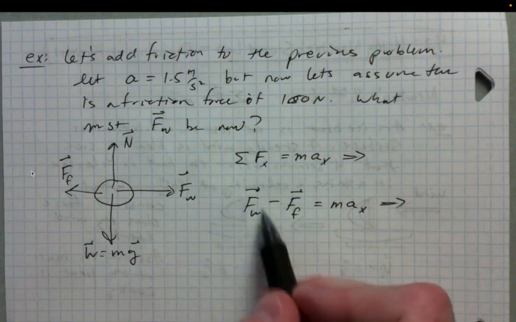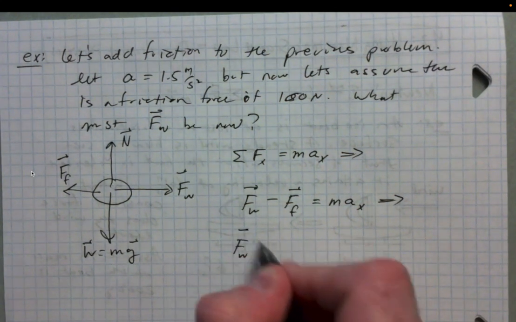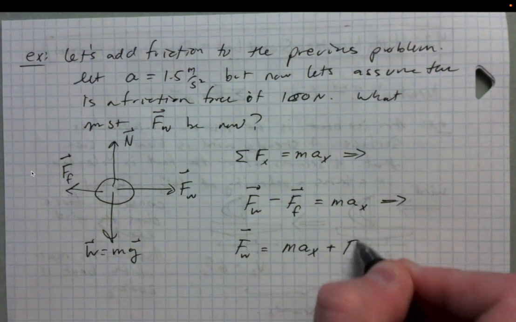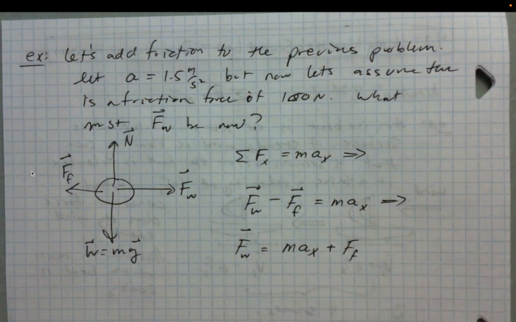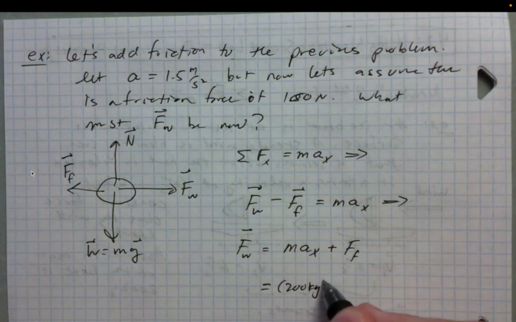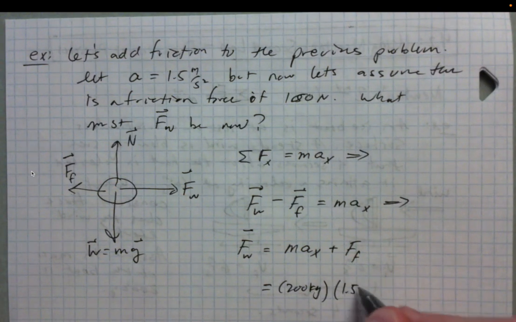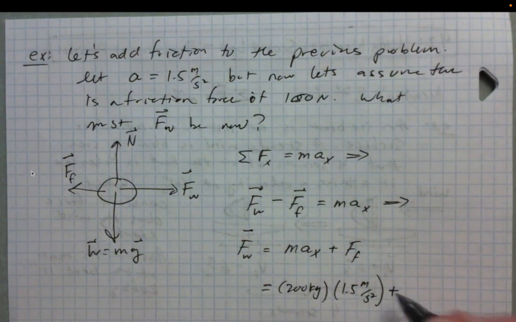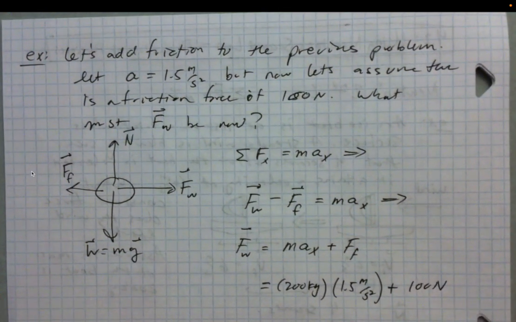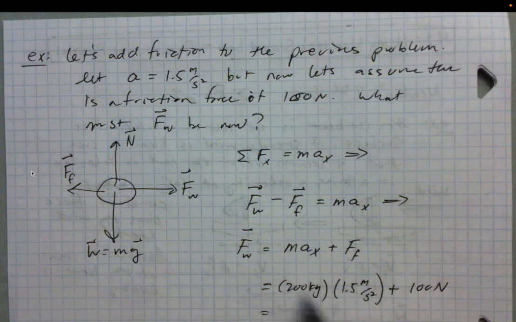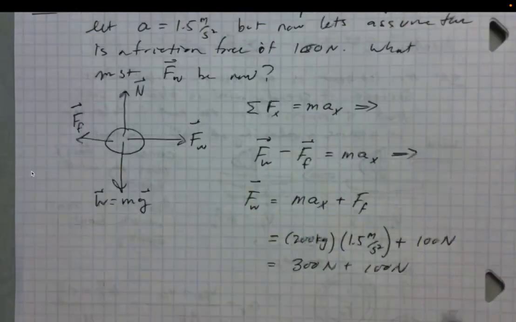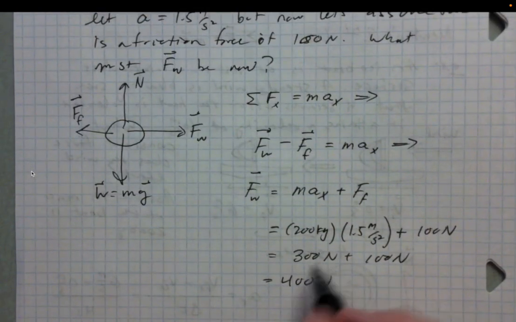Okay, so what we're interested in is F_W, which is equal to the mass times the acceleration plus whatever this friction force happens to be. And we know what all of these things are. So we've got 200 kilograms times 1.5 meters per second squared plus, and we're told the friction force is 100 newtons. This is 300 newtons plus 100 newtons, and so, of course, we get 400 newtons in total.